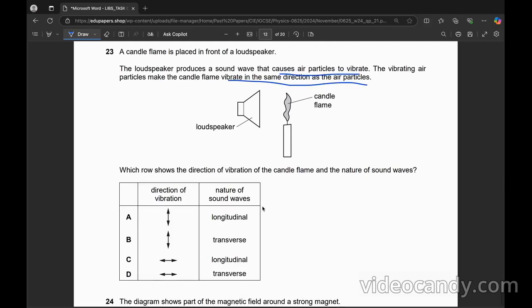So, as you all know, the nature of sound waves is longitudinal because its propagation is parallel to the direction of wave travel. And as I mentioned, it's parallel, so this will go back and forth like this. So we can just see.